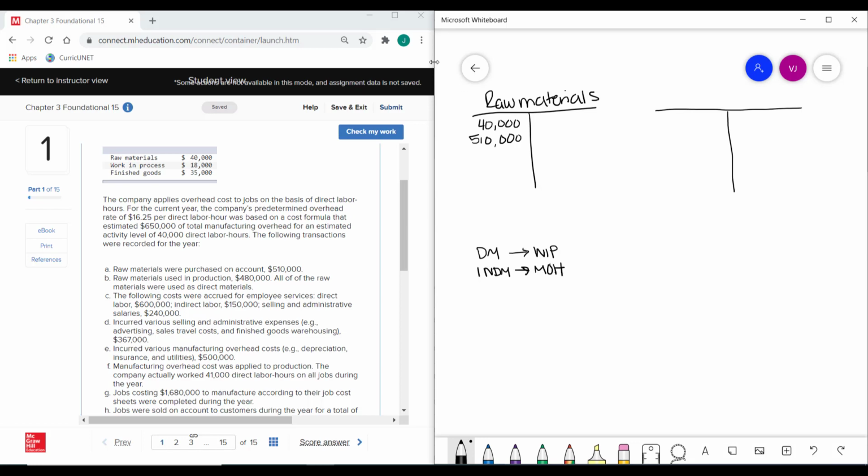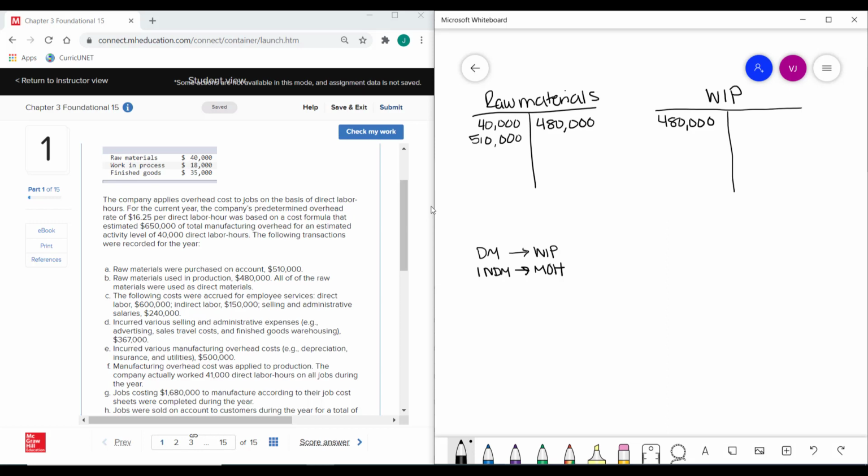But in this case, since they tell us all of the $480,000 of raw materials used is for direct materials, we know it's all going to just be moved to work in process. So how do we show that raw materials were used? Well, we're going to have to credit raw materials, right? We'd credit this account for $480,000, and if I credit something here, I need to debit something somewhere else, and that somewhere else is going to be work in process.